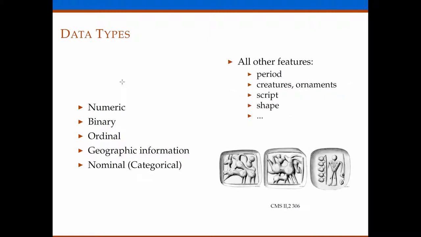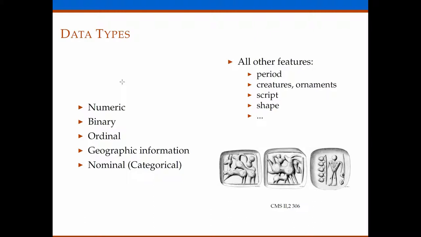And then most of it, even before I started cleaning and transforming some data, was nominal data, which you can also call categorical data. This is used, for example, for periods, which have names and not numbers. Then for the description of the creatures and ornaments used on the seals, it states that it's a lion, and there's a cow, and there's a human, and there's a pot, and there's a plant, and so on.